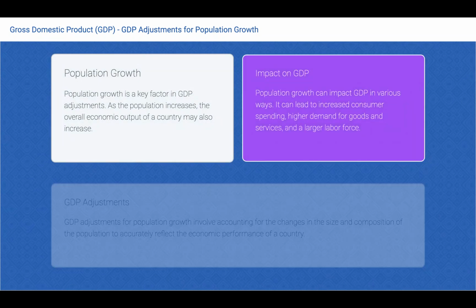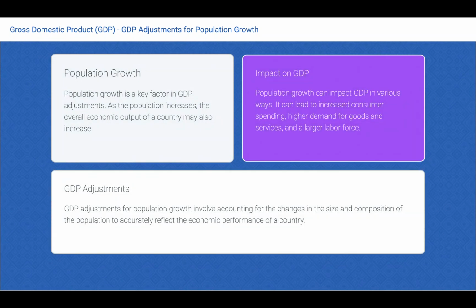Population growth plays a significant role in the adjustments made to gross domestic product, or GDP, calculations. As the population of a country increases, it can have both positive and negative effects on the economy. Understanding how to account for population growth is crucial for accurately assessing a country's economic performance.